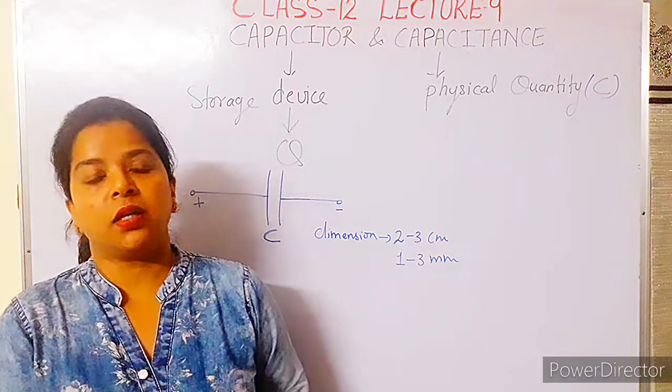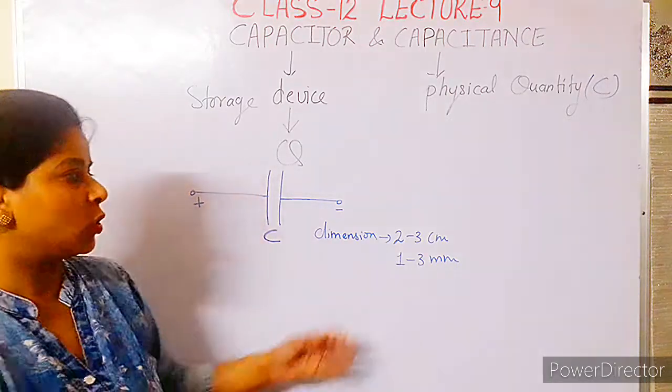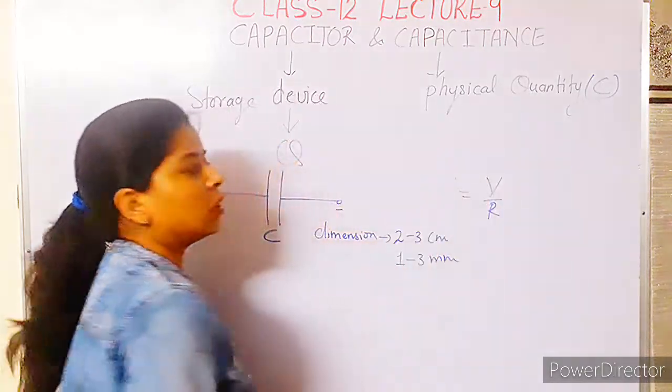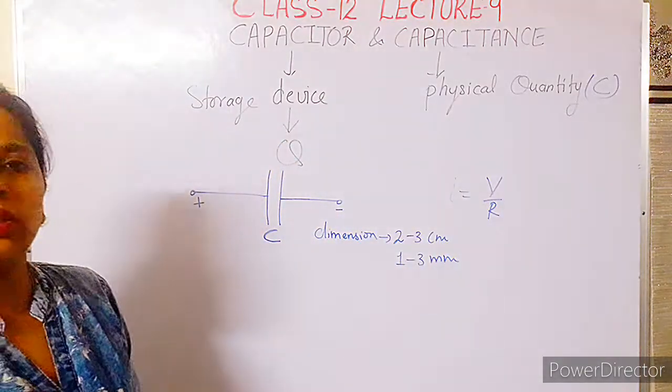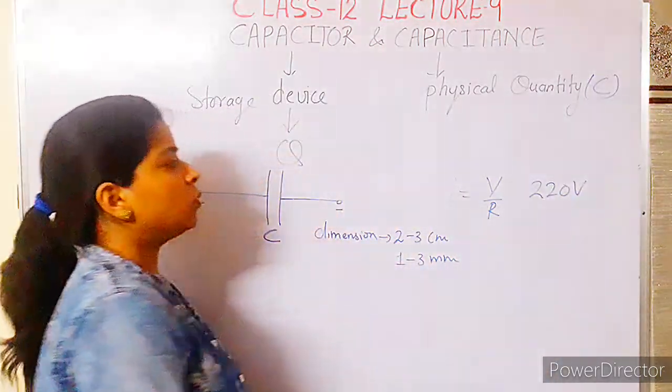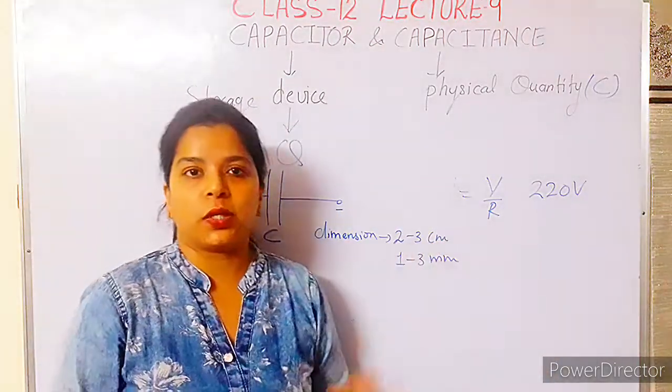So that is why the corresponding current is least. It is on the basis of Ohm's law. You know I is equal to V by R, and here V is the supply voltage, which for the domestic circuit is 220 volt. So if the resistance is more, the corresponding current is less.